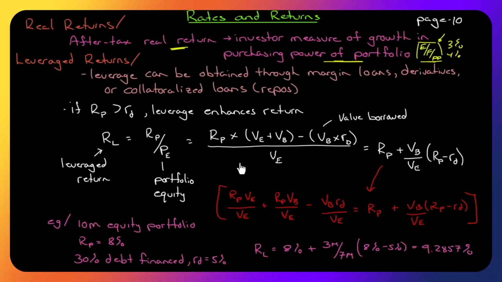Leveraged returns, because we can always borrow money to get things done. Leverage can be obtained through margin loans, through derivatives. Derivatives have what's called embedded leverage, or through collateralized loans. In fixed income, something called a repo gets you incredible amounts of leverage.